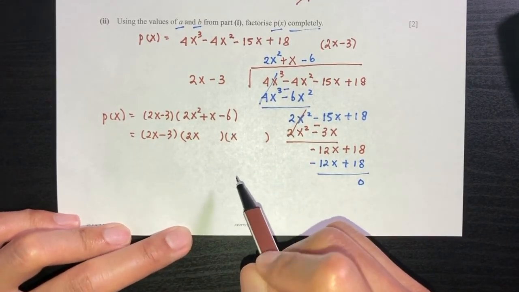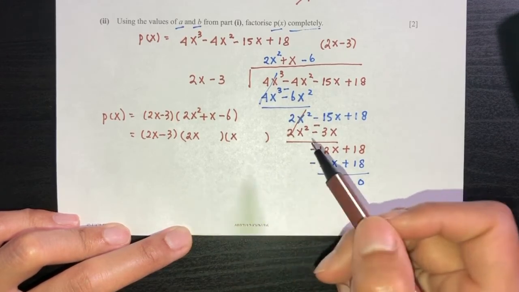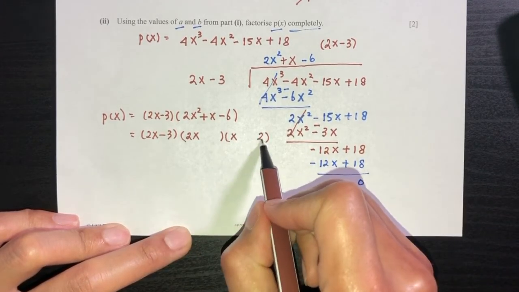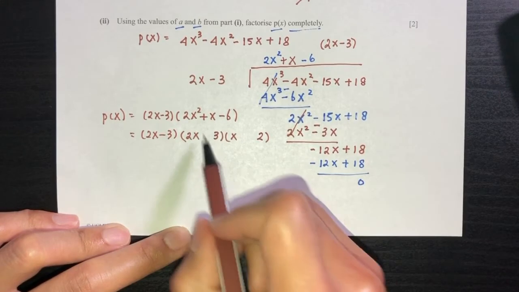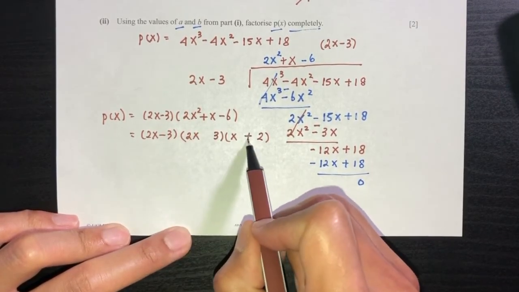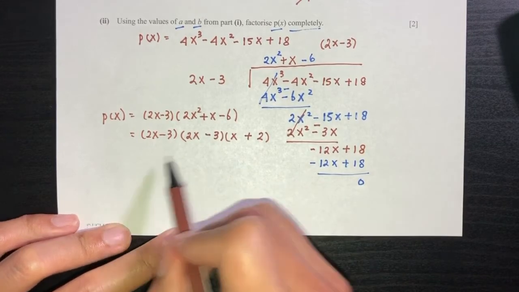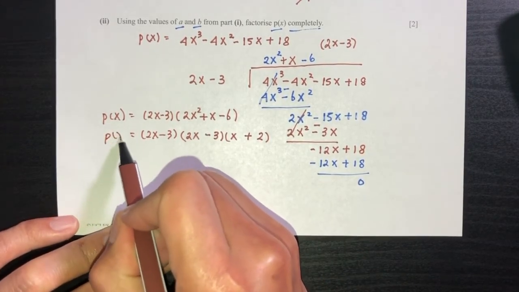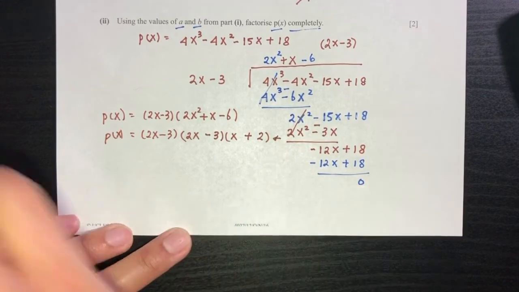What is the factor of 6? 6 can be 2 times 3. So let's put 2 here, let's put 3 here. For us to get plus 1, it has to be 2 times 2 plus 4 minus 3. So this is your answer for p of x to be factorized fully.